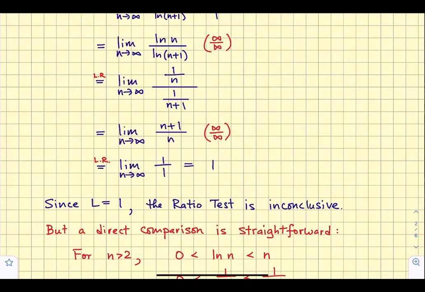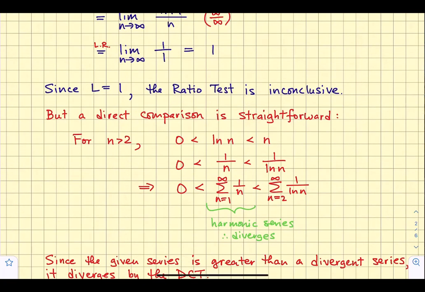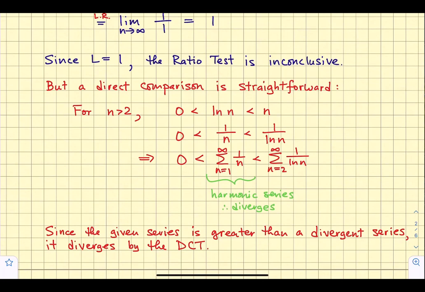It's just that the ratio test is not the test to use for this one. Notice if you just were to pivot to a direct comparison, you get a straightforward result. Since n is greater than or equal to 2, we know that the natural log function is positive, and the natural log function is always less than n, because the natural log function grows slower than every power function. And so if we reciprocate these, we get that 1 over n is less than 1 over the ln of n, and everything's still positive. And so the sum of the 1 over n's is less than or equal to the sum of the 1 over ln of n's.